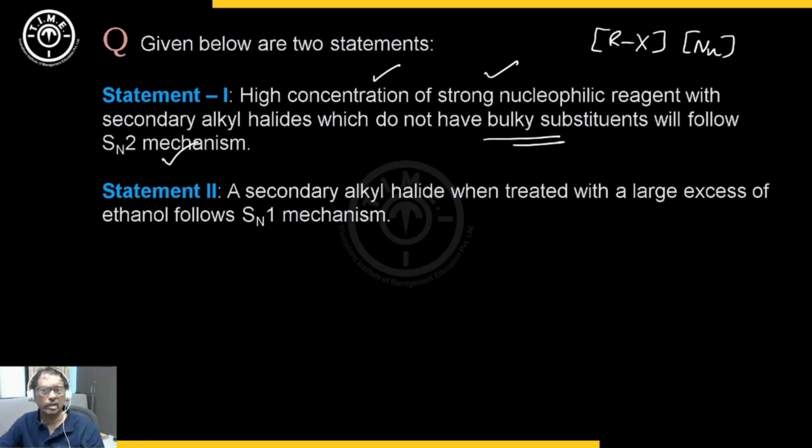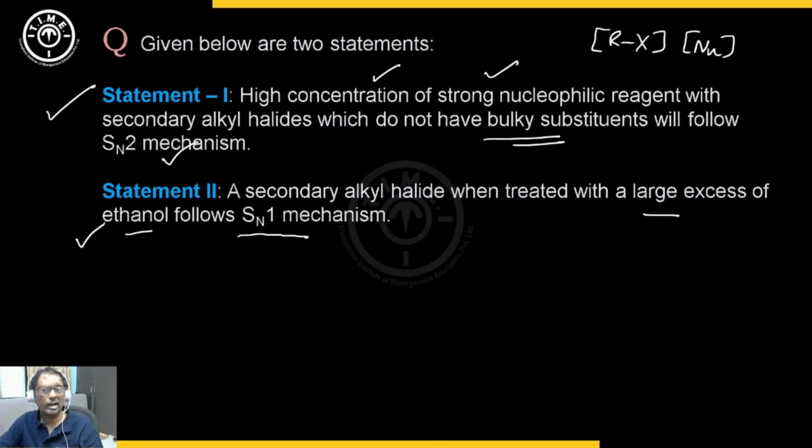The way is clear. Therefore, statement 1 is correct. Statement 2: A secondary alkyl halide when treated with a large excess of ethanol follows SN1 mechanism. For SN1 mechanism, what do you require? Polar protic solvent, and alcohol is a protic solvent.